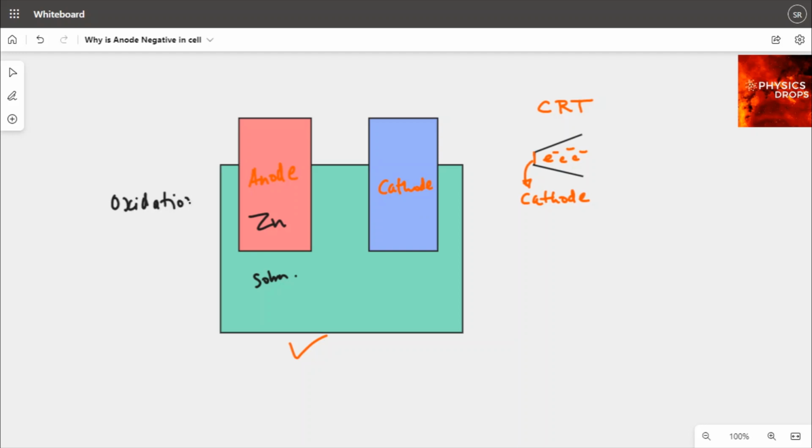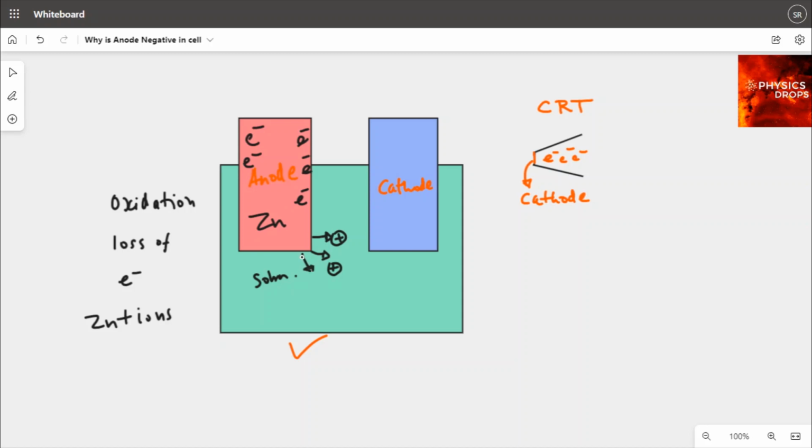Oxidation takes place and there is loss of electrons. So the electrons are lost, but they stay on the anode. They stick on the anode, and then there are a lot of electrons that are formed. And what happens to the zinc atoms? They become positive ions, zinc ions. And these ions are released into the solution slowly. So the positive zinc ions get into the solution.